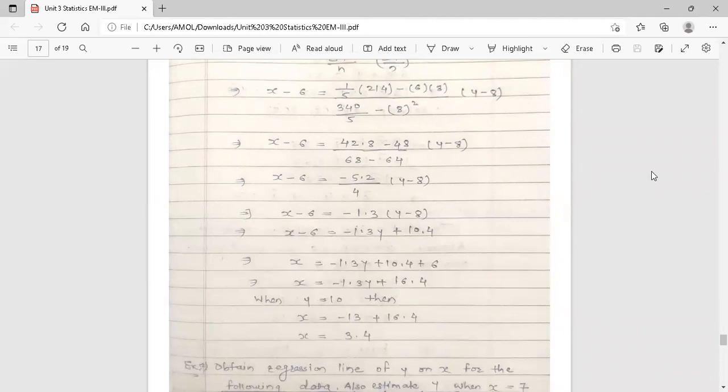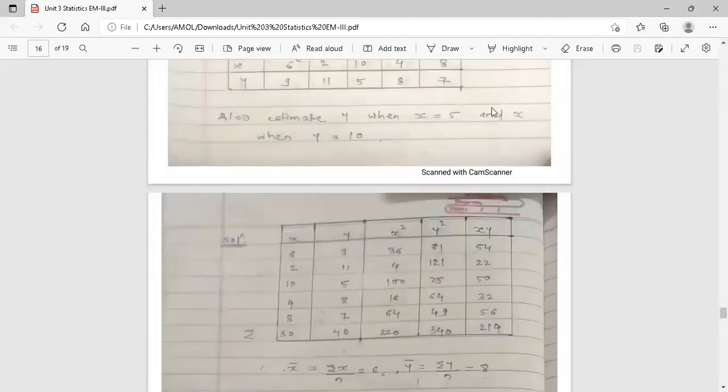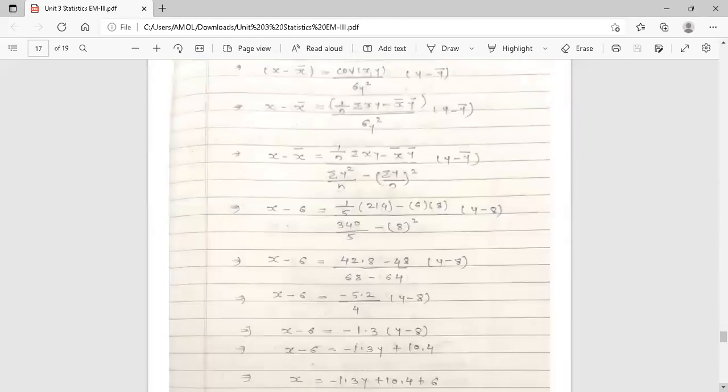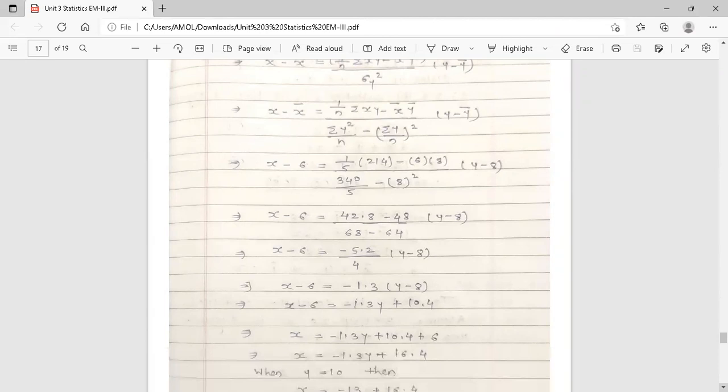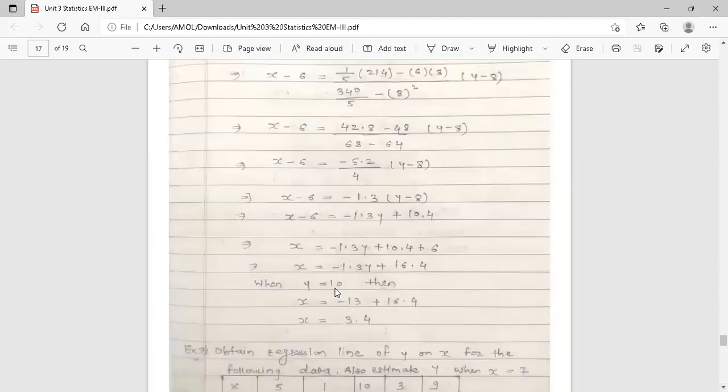Now there is a deduction here for this example. What is the deduction? Estimate x when y is equal to 10. When y is equal to 10, what is the value of x here? This is the regression line of x on y. Here you put y is equal to 10. If we put y is equal to 10, then we have the value of x, and it is 3.4. So this is the deduction on the regression line of x on y.